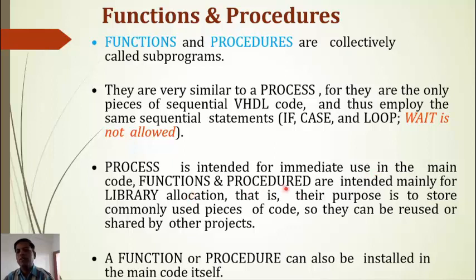Functions and procedures are intended mainly for library allocation. That is, their purpose is to store commonly used pieces of code, so they can be reused or shared by other projects. A function or procedure can also be installed in the main code itself.